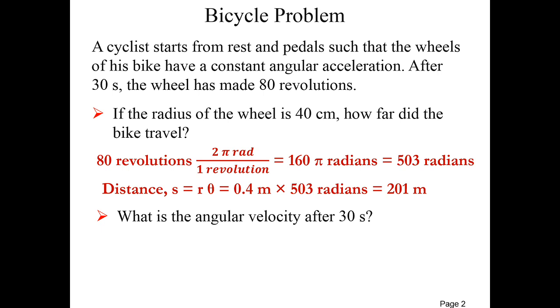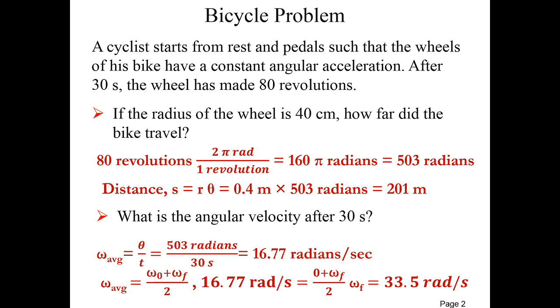Well, this question is exactly the same, except we're doing it with rotation rather than linear distance. So we previously found out that the wheel rotated 503 radians in the 30 seconds. So that means we want to divide the 503 radians by 30 seconds to get the average angular velocity. That gives us 16.77 radians per second for the average angular velocity. Notice this is the average omega, or angular velocity, not the final that we've been asked for.